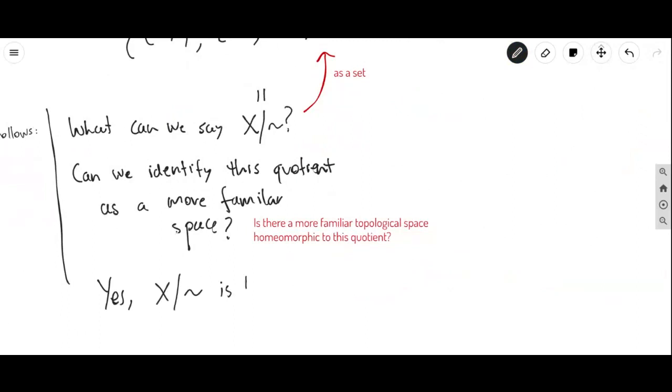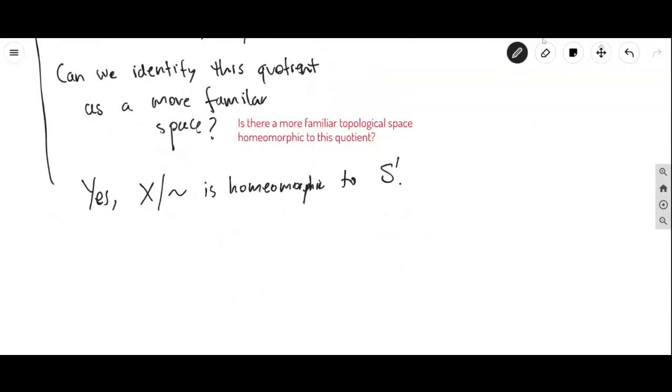This quotient is homeomorphic to the unit circle. This is the way we write the unit circle, S1, because it's a sphere of dimension 1. And the most common way we think of the sphere of dimension 1, as we've said before, is the set of complex numbers whose absolute value is 1. It's probably the most convenient way of describing a circle as a set with a topology. So they happen to be homeomorphic.